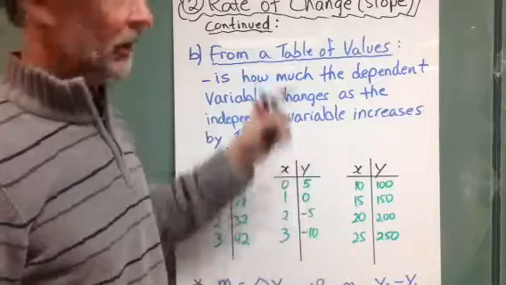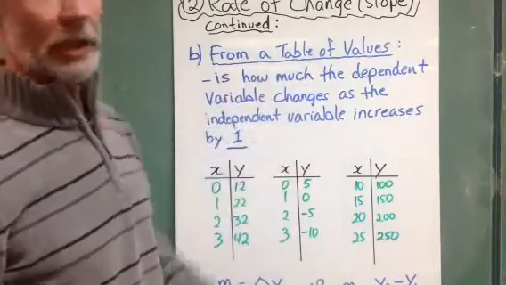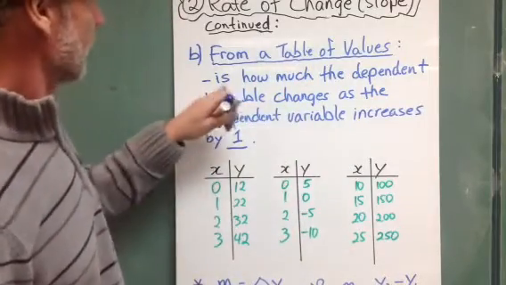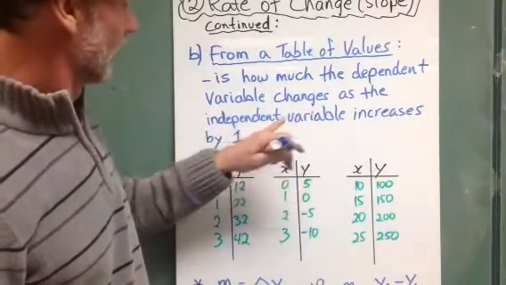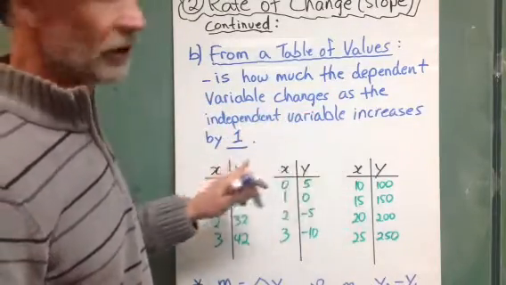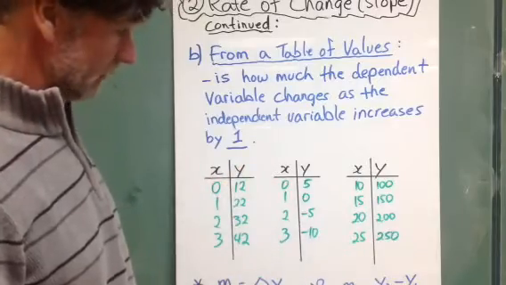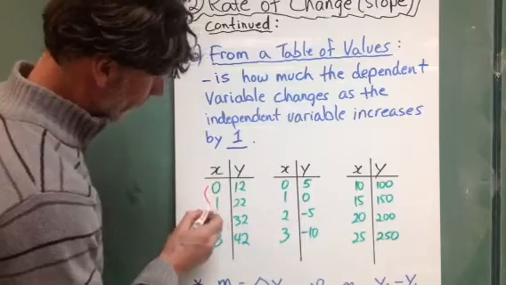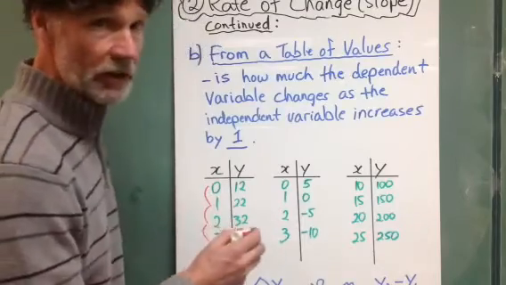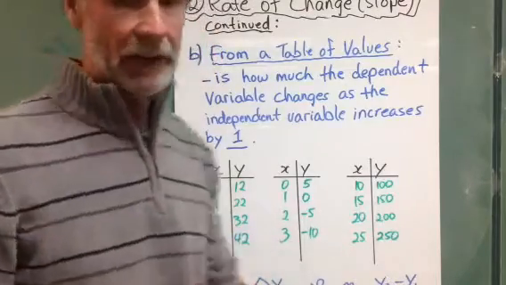Okay, what about rate of change or slope if it's from a table of values? So in this case, it's how much the dependent variable changes as the independent variable increases by 1. Okay, you might want to reread that a few times. So this increases by 1, the independent. What does the dependent variable change to? Let me back up a little bit.